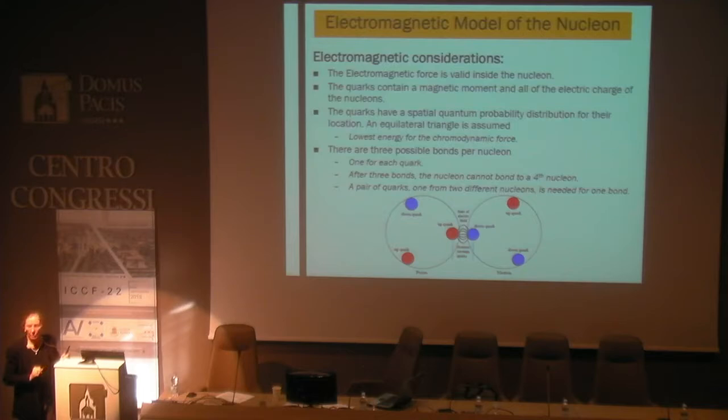And this is very much like a crystal, which would only bond a certain number of times. 1 pair of quarks from 2 different nucleons is needed for a bond. And here you can see the bond. I have a quark from here and a quark from here. 2 quarks are required, 1 pair.